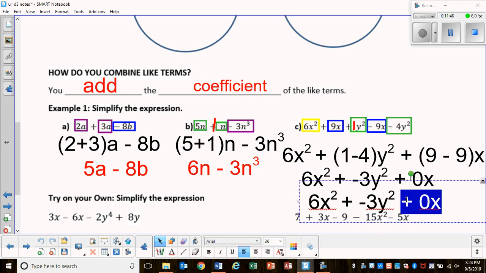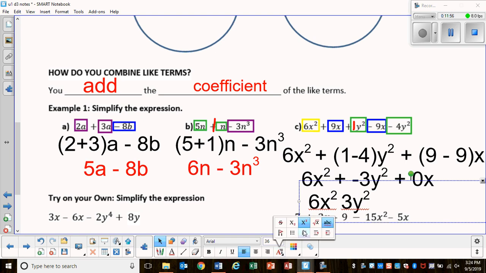And I'm going to get rid of the 0x because I don't need it. And then this plus -3 really means I can just put a minus sign in there, -3. So this guy would be my answer.